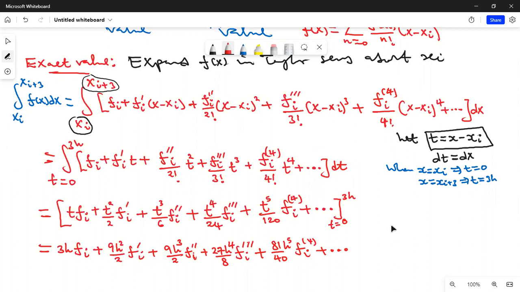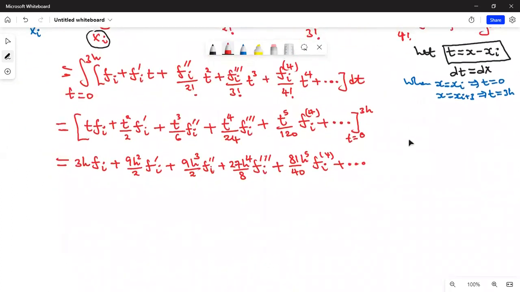Now, what about the approximate value of the integral? We already got it. So you can write here approximate value.